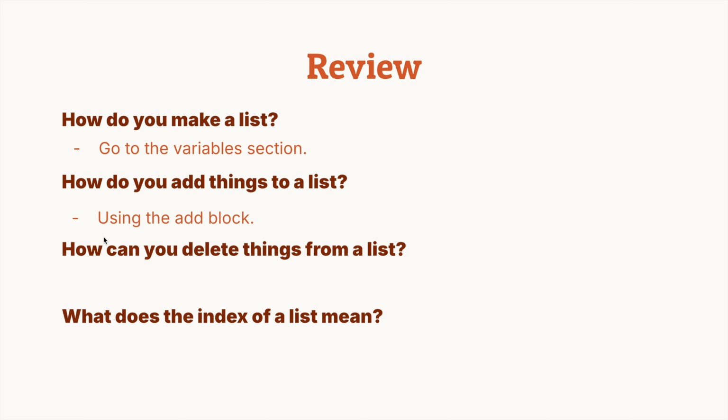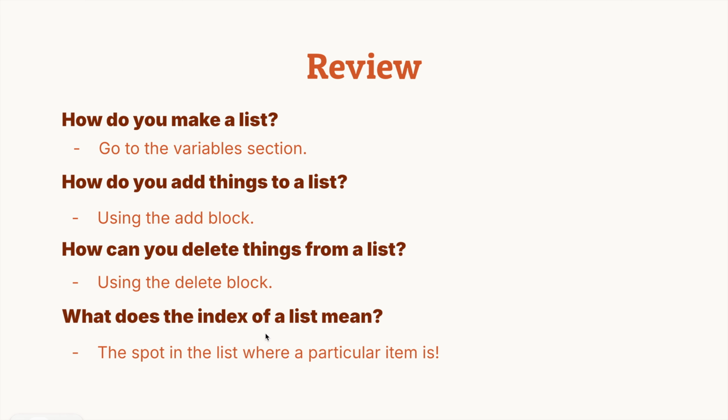The answer to that question is you want to use the add block. The third question is how can you delete things from a list? The answer to that is you can use the delete block. And finally, what does the index of a list mean? The index of a list is the spot in the list where a particular item is.